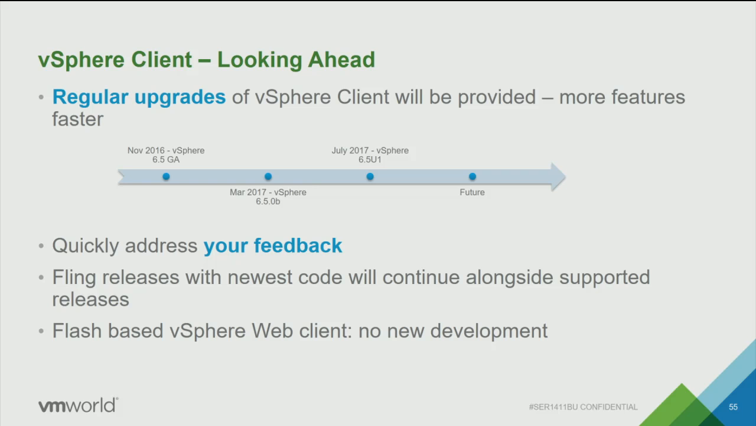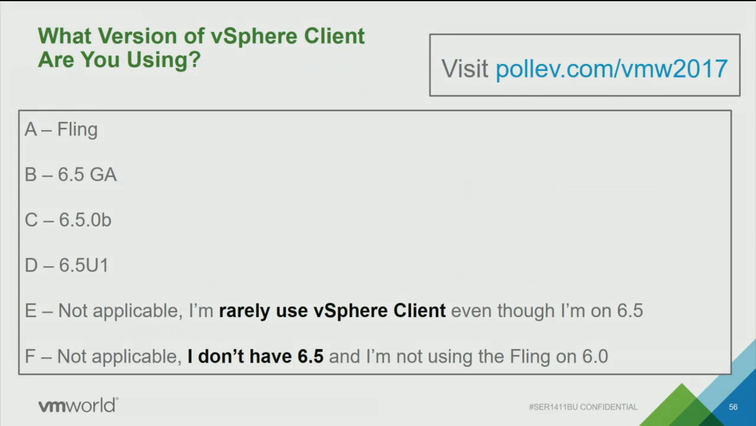So I have a few more polls. Hopefully we have enough time for these. This one's a pretty simple question: what version of vSphere client are you using? I understand that for several of you, E and F are options. So you can go ahead and answer. We just want the truth. Sometimes this data is hard for us to collect, so we like to use this opportunity to get the information from you.